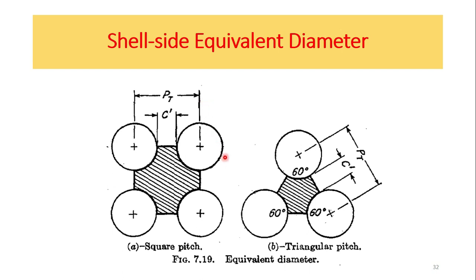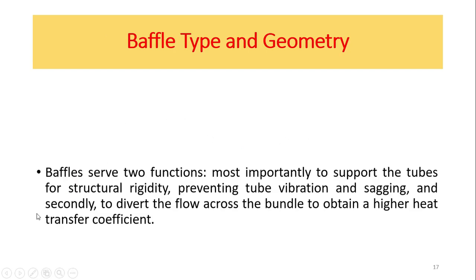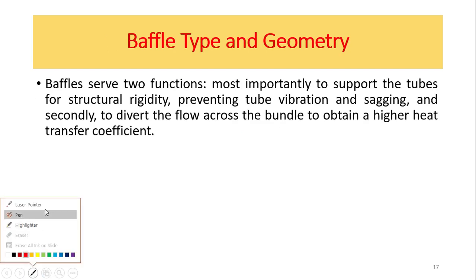So there are 3 things that are very important in the tube layout. The first is the pitch type, either square pitch or triangular pitch, then the clearance, the distance between the 2 tubes, and the pitch, the distance between the 2 centers of tubes which are arranged adjacently, right? Let's talk about the baffle types and the geometry.